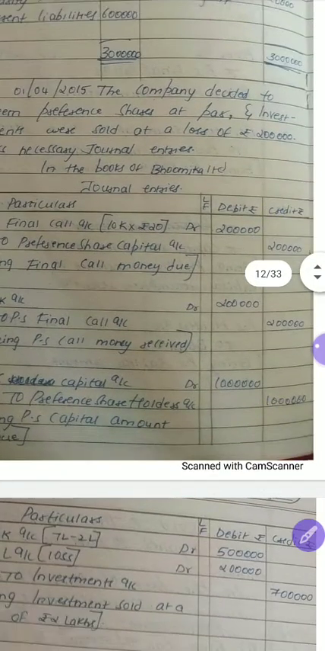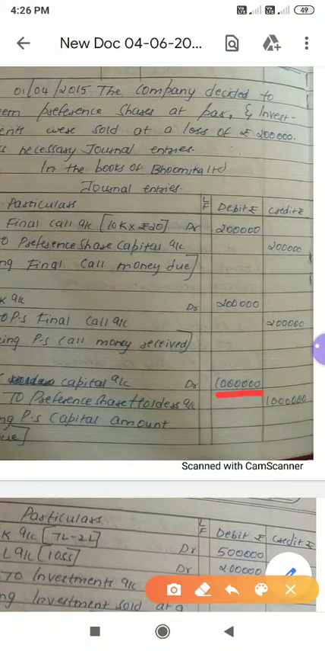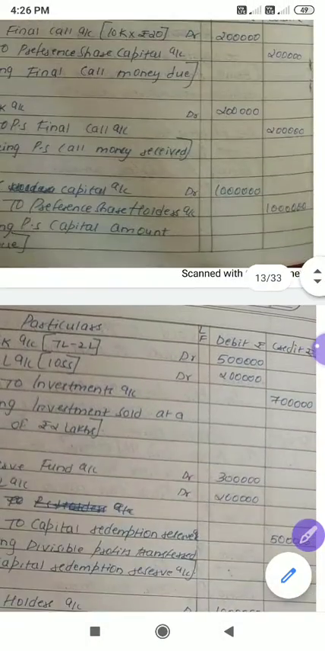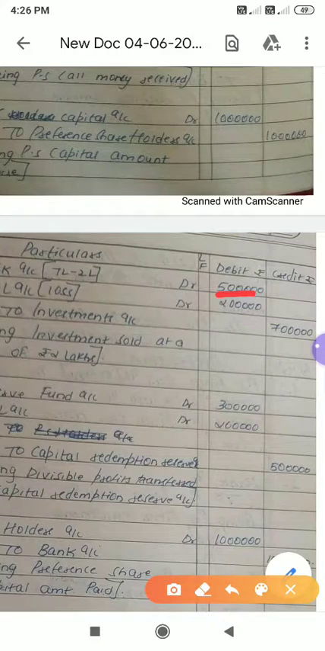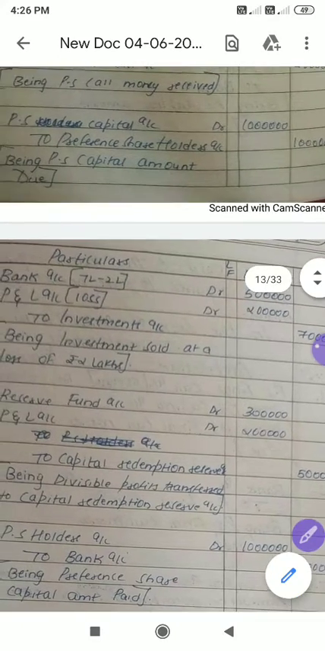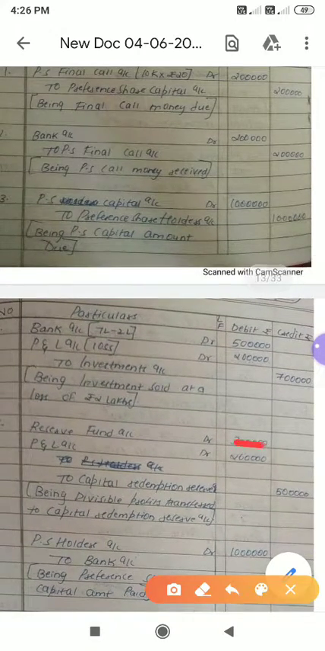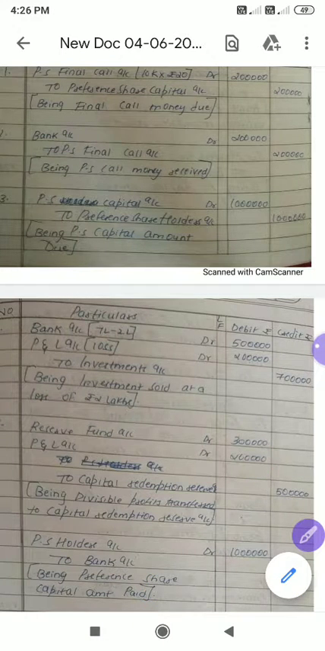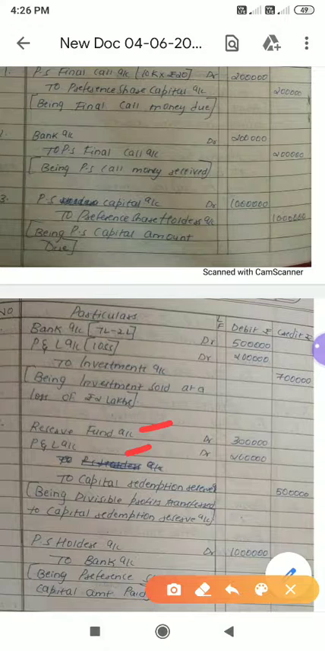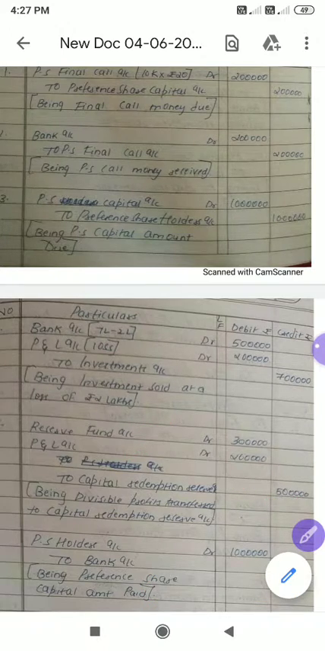So to pay 10 lakh, already we have investment 5 lakh, and we have reserve fund and P&L account. So 5 lakh plus 3 lakh is 8 lakh, 8 lakh plus 2 lakh is 10 lakh. So these two, that is reserve fund and P&L account, should be transferred to capital redemption reserve account. So in total how much will it be? 10 lakh, being divisible profit transferred to capital redemption reserve account.